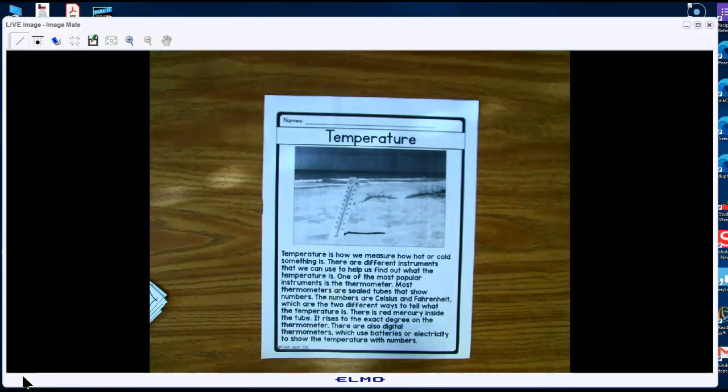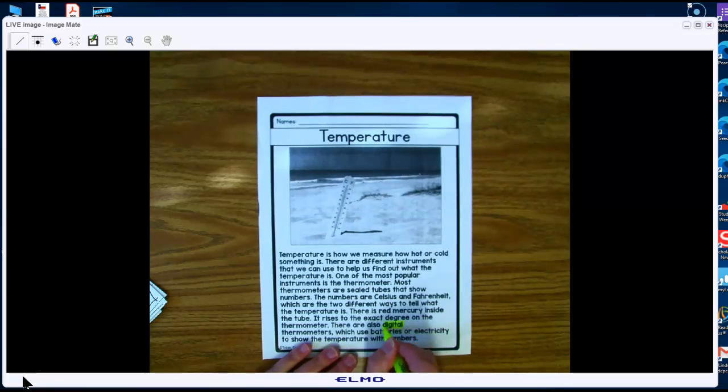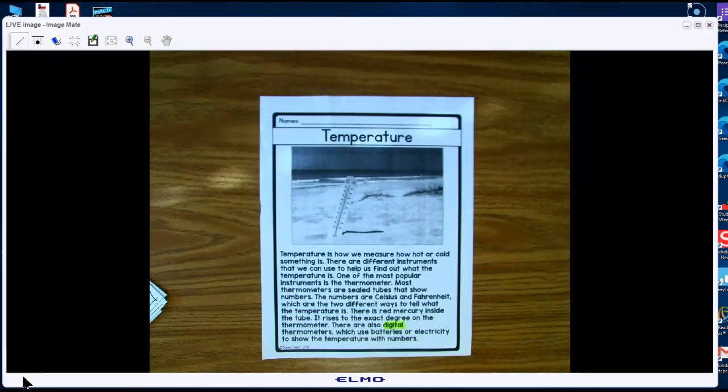So, I want to know what the word digital means. Now, you may already know in your brain, your schema might already know what the word digital means. But I want to use clues from the story. So what clues in the story tell me what the word digital means? So let me read these parts around. I'm going to read the sentences around digital and tell me if you see any clues that might tell you what digital means. There is red mercury inside the tube. It rises to the exact degree on the thermometer. There are also digital thermometers, which use batteries or electricity to show the temperature with numbers. Which one's a clue?